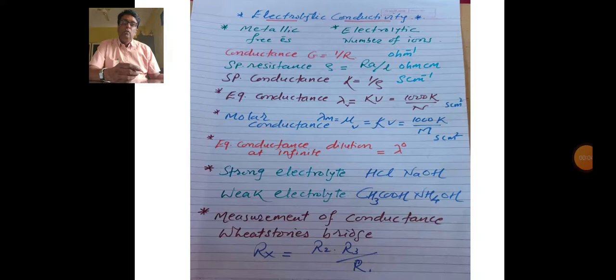BSc Part 2, paper number 5, Physical Chemistry. The topic is Electrical Conductivity. So, first we will see the review of the topic.